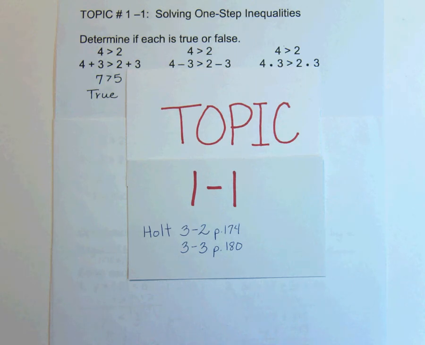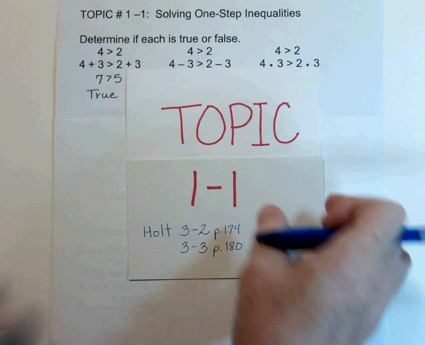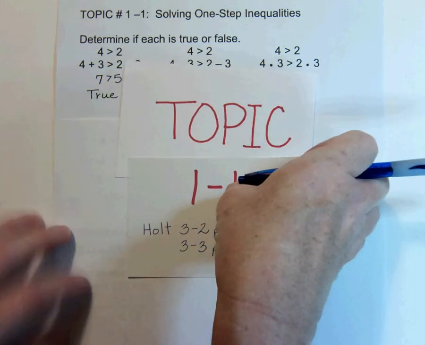Topic 1-1, solving one-step inequalities. This can be referenced with our Holt textbook, Chapter 3, Section 2, on page 174, and also Chapter 3, Section 3, on page 180. Okay, dealing with inequalities.